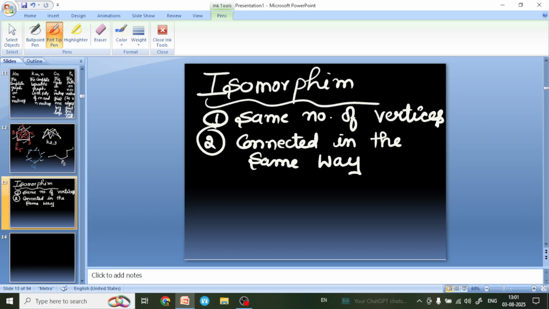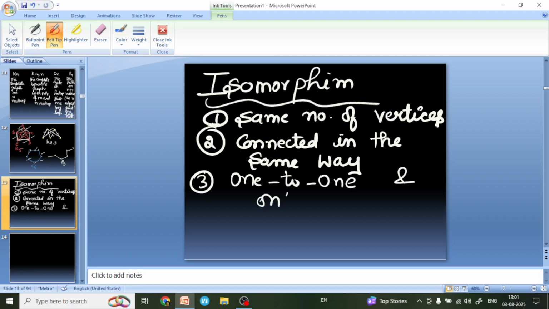You can say there should be a one to one and onto function from one graph's vertices to the other's vertices, that is known as isomorphism. You can see an example.